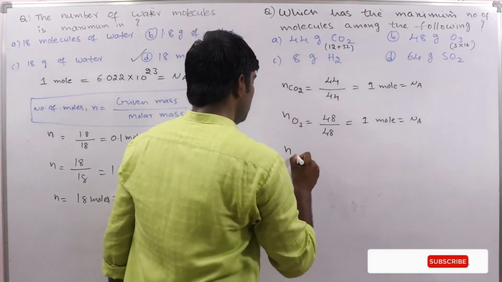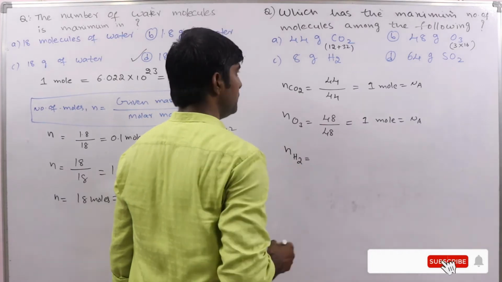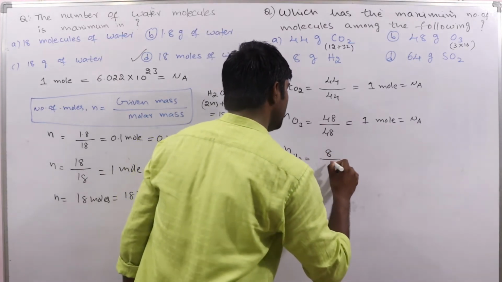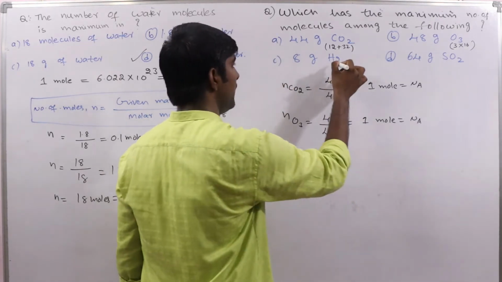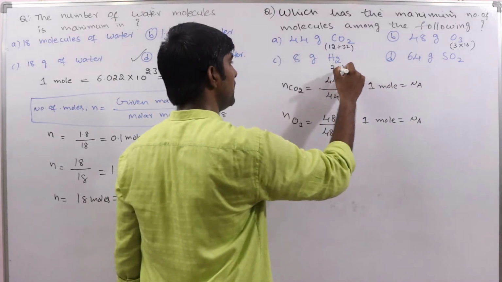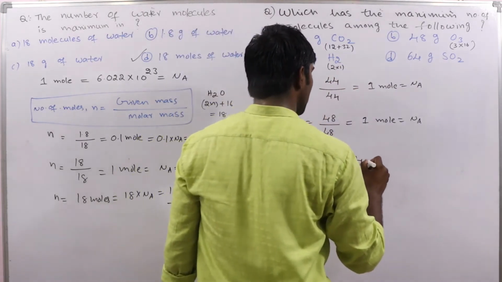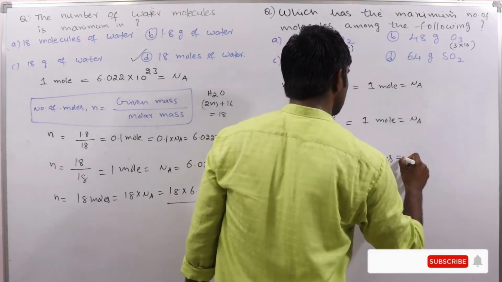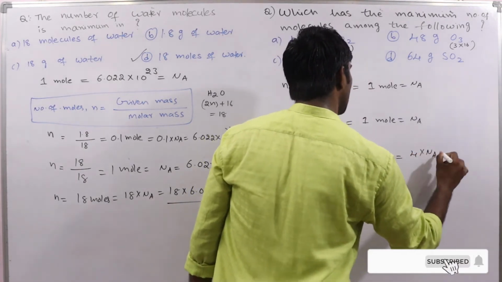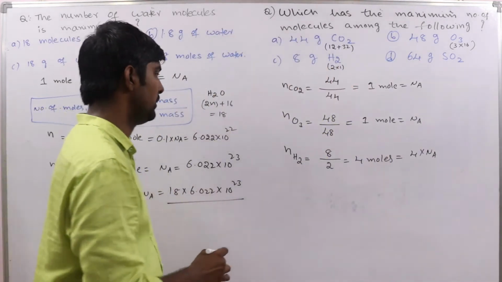Next, number of moles of H2, given mass is 8, molar mass is 2, right? 2 hydrogens, so 2 into 1, that is equal to 2. So 4 moles, that is nothing but 4 into Avogadro number.